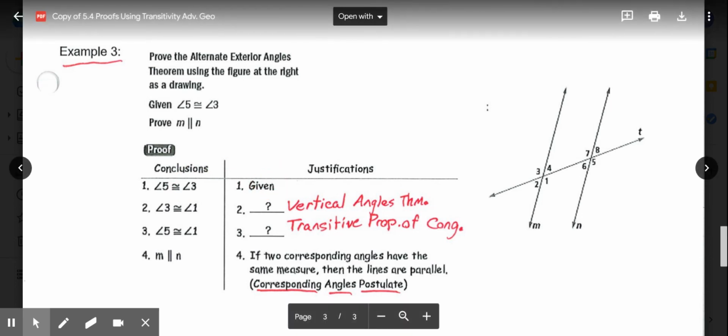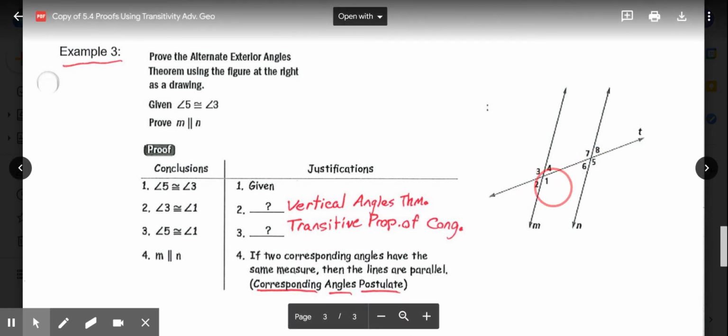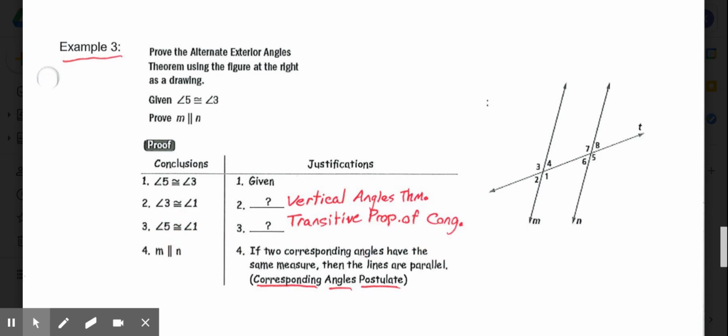Then they stated angle 3 is congruent to angle 1, right here. How did they come up with that? They used the vertical angle theorem, which says vertical angles are congruent. So 3 and 1 are congruent. Then they stated 5 and 1 are congruent because if 5 is congruent to 3 and 3 is congruent to 1, we can use the transitive property of congruence to say angle 5 is congruent to angle 1.